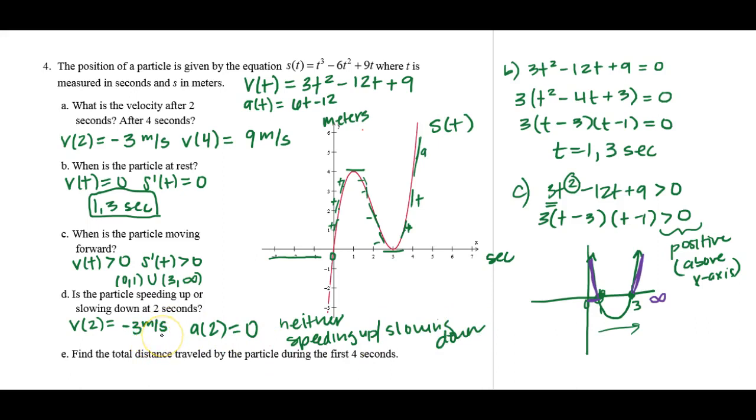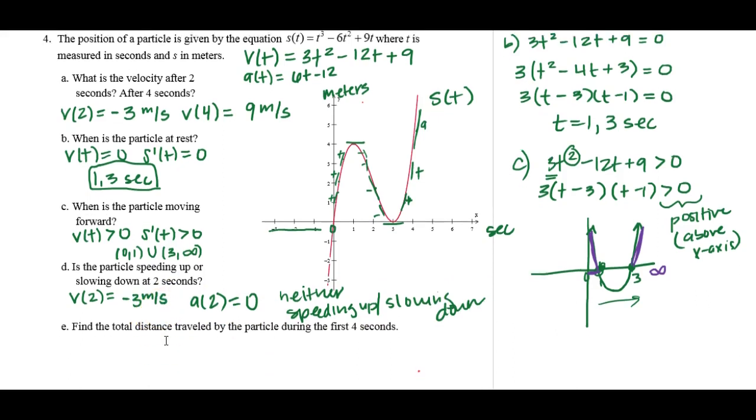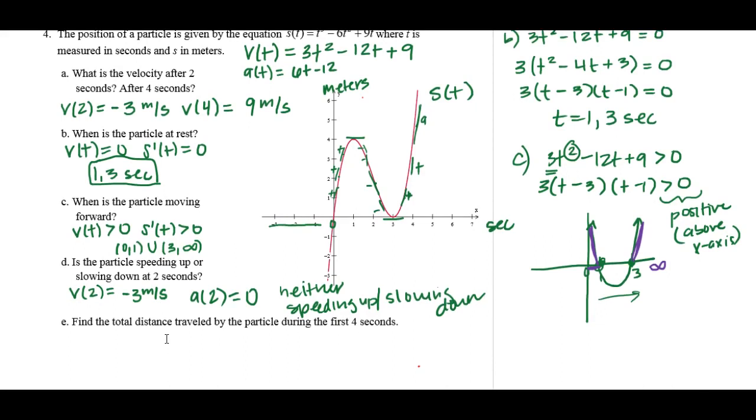And now for part E, so I'm going to go ahead and scroll down and make a little bit of space. So find the total distance traveled by the particle during the first 4 seconds. So I need to know whether or not the particle stopped at all during the first 4 seconds. And in part B, we know that it did. The particle stopped twice during the first 4 seconds, at 1 and at 3. So what that means is I'm going to need to add up all of the distances traveled over each of those intervals. So let me write out the expanded version and then we'll talk about it.